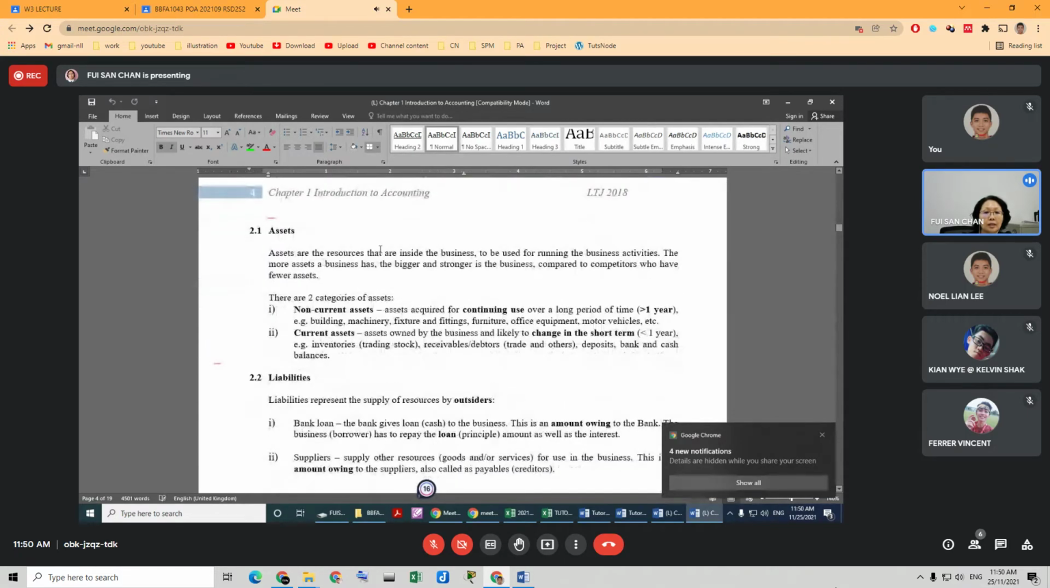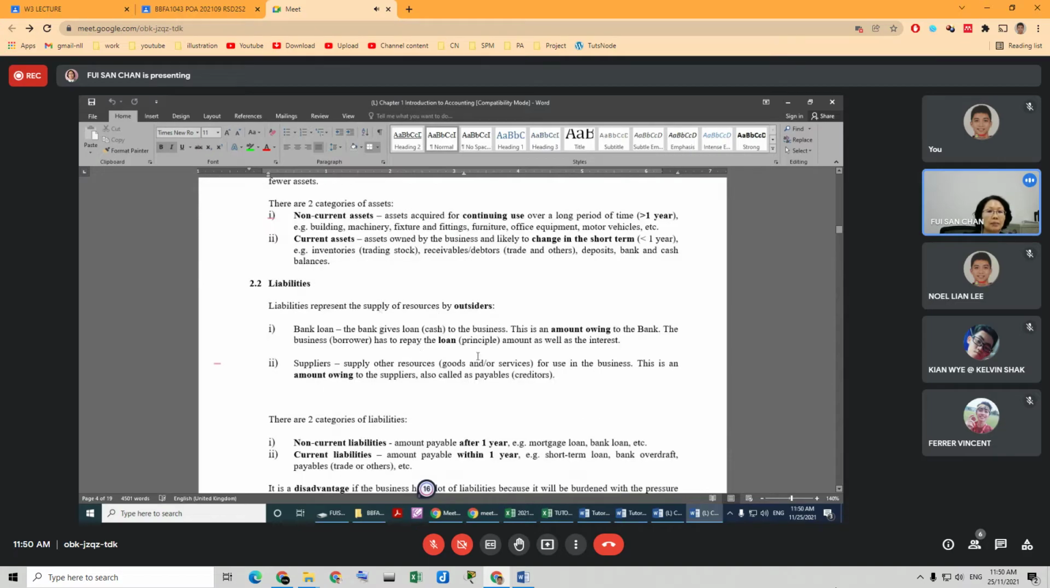So then you have asset, then we have non-current asset and current asset, right? So what's the difference? Non-current asset is more than 1 year. Anything that we own and we can use for more than 1 year is called non-current asset. Current asset is something we own, but it's actually less than 1 year. So the example here.